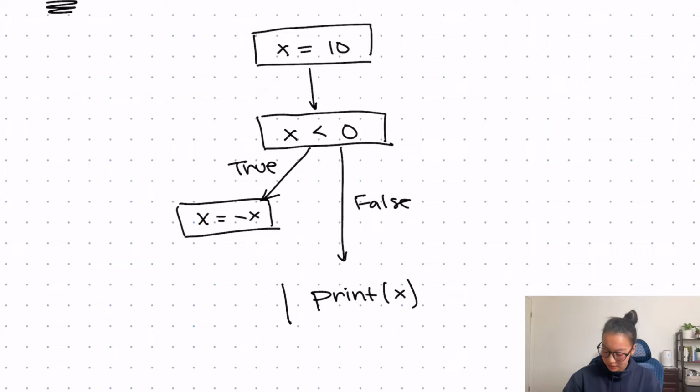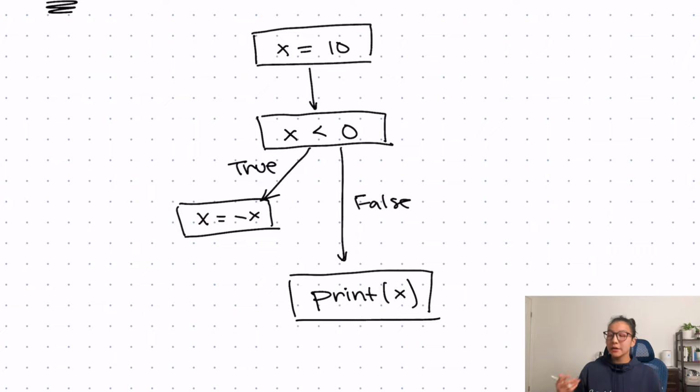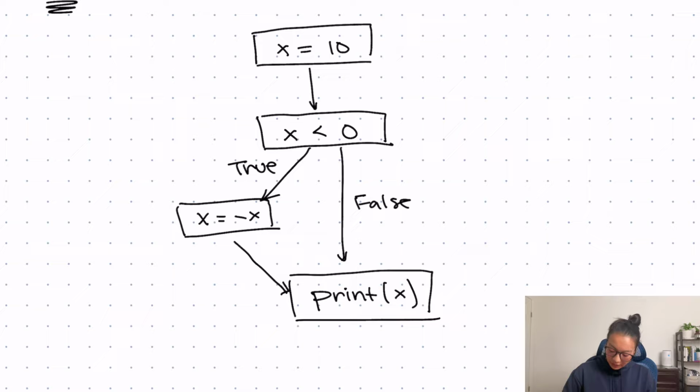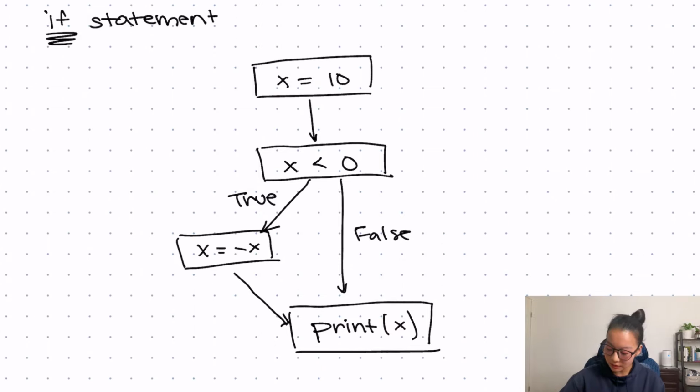Now you might notice, okay, well, our program doesn't end right here, right? Because even when we had negative numbers for our absolute value, we went and we printed x. So after you finish executing this if statement block, you actually continue with the rest of the program. So the way a conditional looks, the way an if statement looks, is you have your if keyword, and then you have some condition.